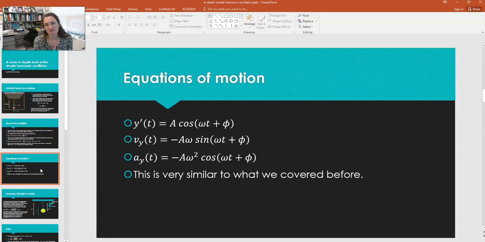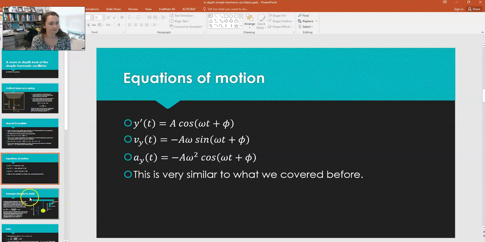Now, if you want the velocity and the acceleration, you take the derivatives of that function y prime of t. The first order derivative of y prime of t will give you the velocity in the y direction due to the oscillation. So that'll be vy of t, which is minus A omega sine(omega t plus phi). And then you can take the time derivative of the velocity to get the acceleration. That would give you the acceleration in the y direction as minus A omega squared cosine(omega t plus phi). All right, so this is exactly the same differential equation and hence exactly the same solutions that we previously covered.